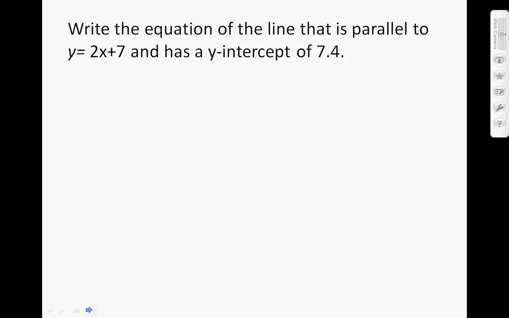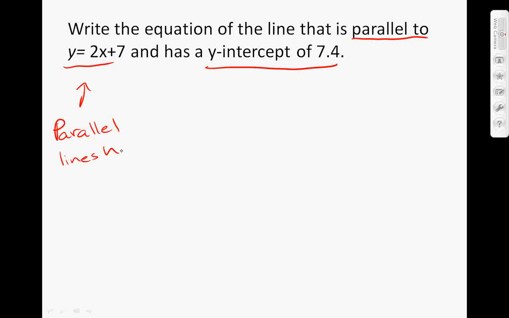Okay, one more. Write the equation of a line that is parallel to this line and has a y-intercept of 7.4. So think back a few lessons. Parallel lines have the same slope, or equal slope. So the slope of the line that we're looking for will be the same slope of this line.